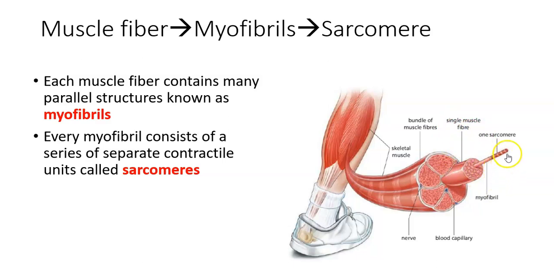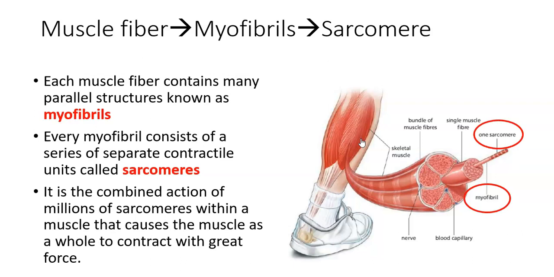So we can see from small to big, starting from one sarcomere, which is the structure inside the myofibril. The collection of myofibrils makes one single muscle fiber, and the collection of muscle fibers makes a bundle of muscle fibers, and these bundles make the complete skeletal muscle. It is the combined action of millions of sarcomeres within the muscle that causes the muscle as a whole to contract with great force. We are not talking about how exactly sarcomeres make the movement, but they are in charge and responsible for the specific movement that causes the muscle movement.